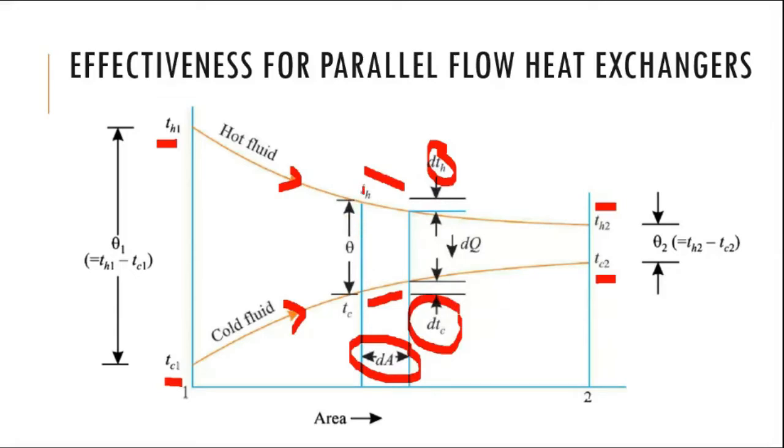At the element, the temperature of the hot fluid is taken as TH, the temperature of the cold fluid is taken as TC, and the temperature difference between both the fluids is given by TH minus TC, which is also written as theta. These parts are clear. We did the same things for the previous derivations as well. Yes, okay. On this side, the temperature difference is theta1, and theta1 is equal to TH1 minus TC1. On the other side, we have theta2. Theta2 is TH2 minus TC2.